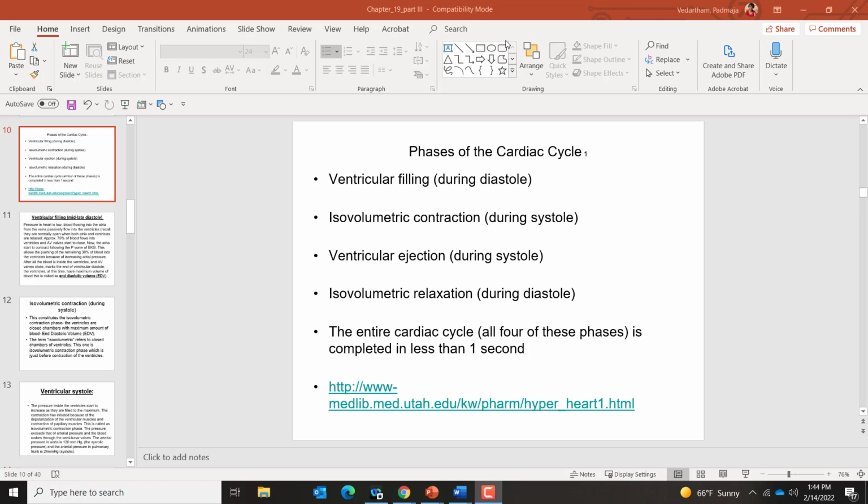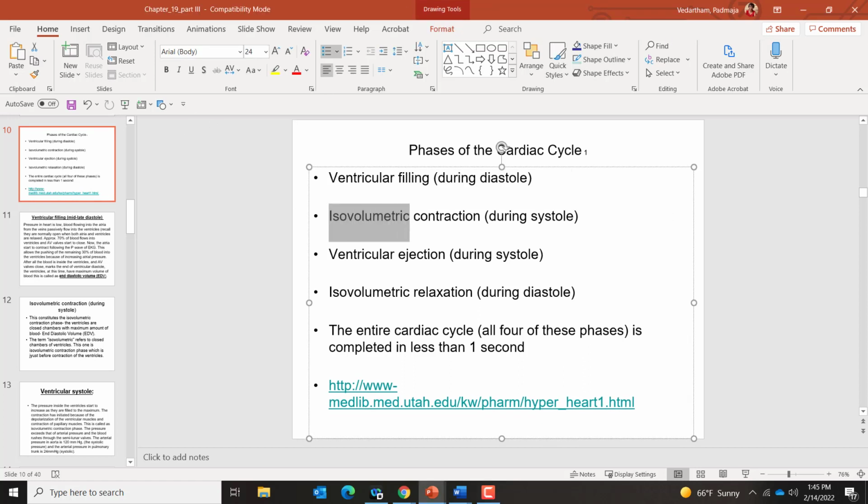When we use this term isovolumetric, at this stage the ventricles are completely closed chambers, meaning as soon as you see isovolumetric, think of the valves as being closed. All 4 valves are closed. So we measure the volume of blood in the ventricles at that stage, just before contraction and then just before it relaxes.